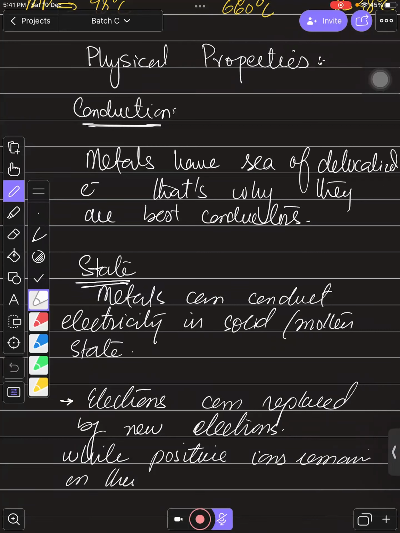Sir, how can electrons be replaced, how is that possible? What is electricity? If you talk about electricity, electricity is the flow of electrons, right? So when electricity is passing through a wire of copper, the electrons present in the copper can be replaced by new electrons, right?